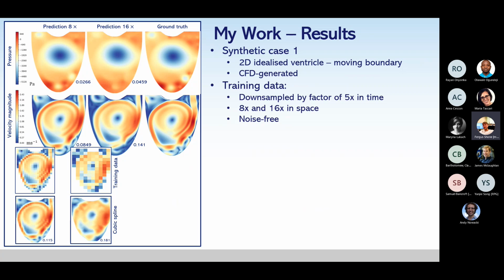This case here is a 2D idealized ventricle, so it's a moving boundary problem. The training data for this was downsampled by a factor of 5 in time, so I take every 5th time point. This example is noise free, and I'm looking at the effect of the spatial downsampling rate. Here we have the training data, downsampled by a factor of 8 in space, and this is 16. As we see, at both downsampling rates we capture the velocity field pretty well. Definitely better at the lower downsampling rate, and especially compared with the cubic spline, which is sitting there to make me feel better, to be honest.